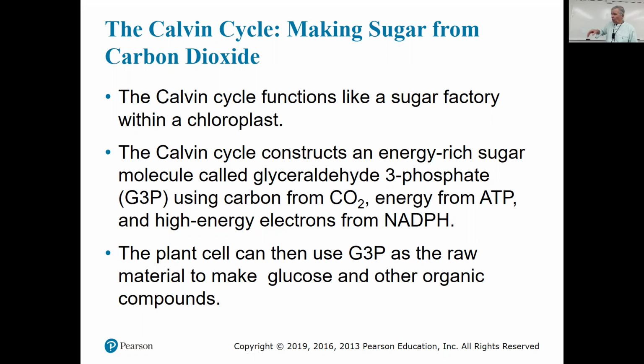The plant cell can then use G3P as the raw material to make glucose and other organic compounds. So making G3P is what we're doing. The CO2 is being used with the ATP and the NADPH to make G3P. Then two G3Ps will come together to form one glucose, because remember, each G3P is a 3-carbon molecule and glucose is a 6-carbon molecule. And then you can use these G3Ps to make other organic molecules as well. Plant oils, for example.